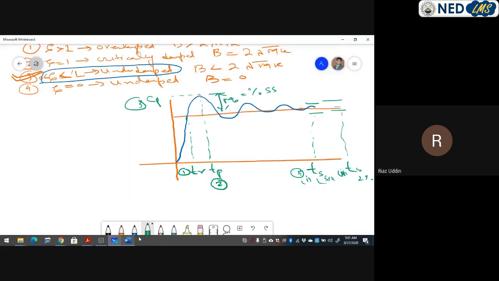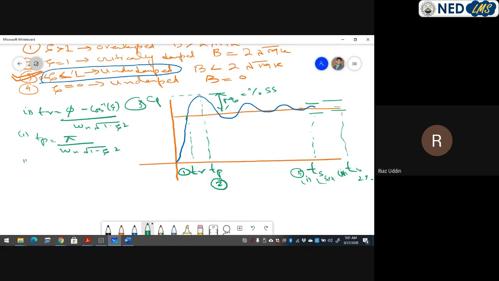So I'm writing here the formulas for you of these five time domain specification parameters. Number one, rise time, that is pi minus cos inverse of zeta divided by omega n under root 1 minus zeta square. Okay. Number two becomes peak time. Peak time becomes pi divided by omega n under root 1 minus zeta square. You already know the omega n.